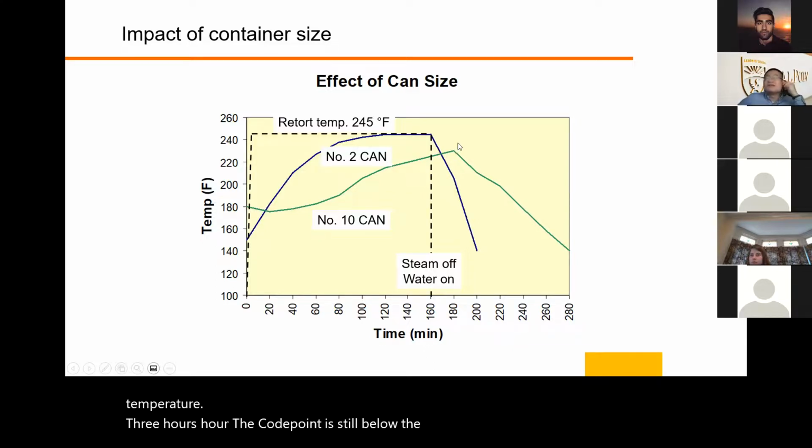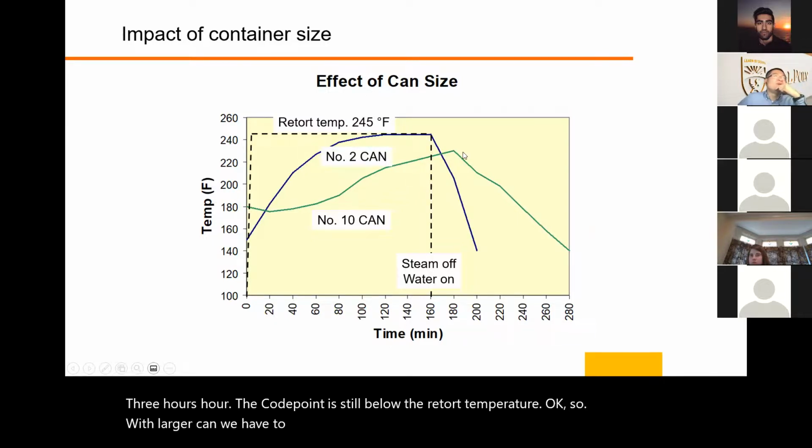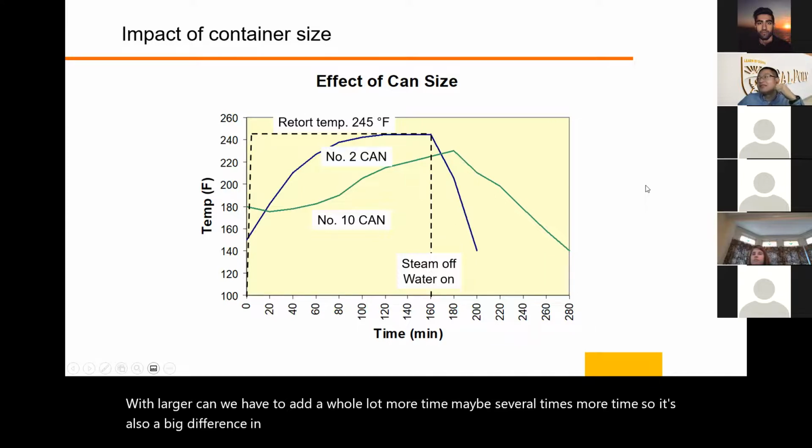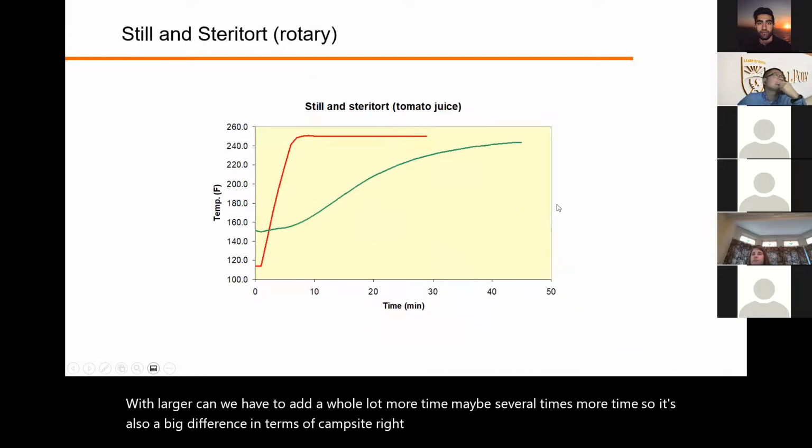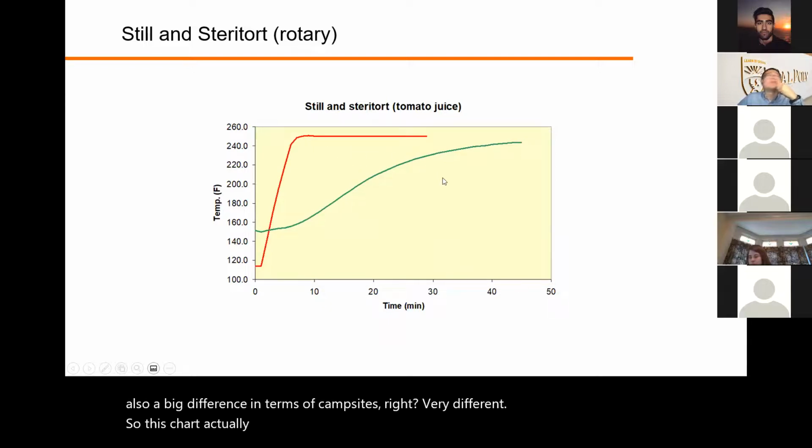Okay, so with larger cans, we have to add a whole lot more time, maybe several times more time. So it's also a big difference in terms of can size, right? Very different. So this chart actually compares the difference between steel retort and the rotary retort.